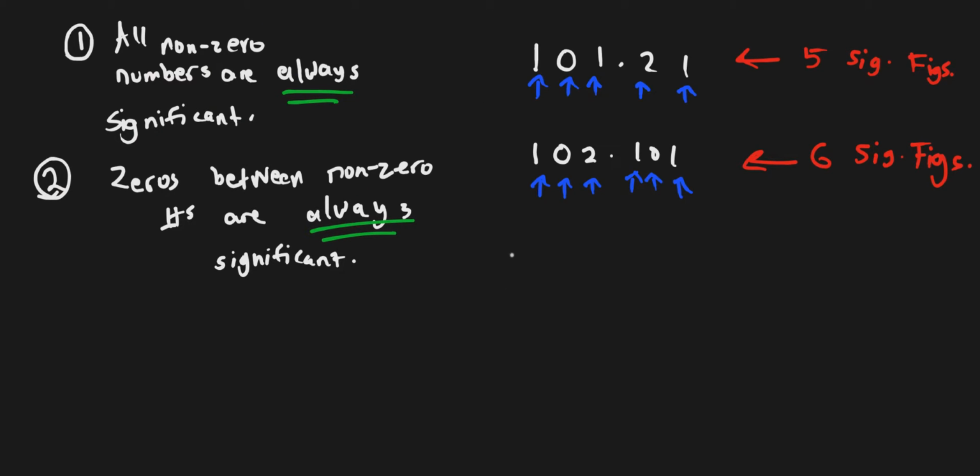Let's do one more, and this is going to be interesting. Let's say we had 1002000.100101. How many sig figs? Let me tell you that all of these are significant. So we know this. These are all significant. These are easy.